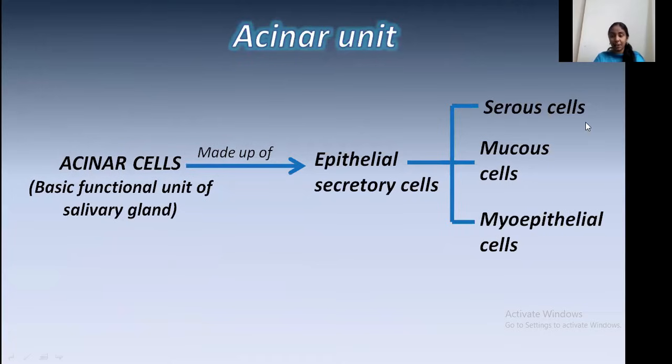Speaking about acinar unit, what is the acinar unit of a salivary gland? Acinar cells are the basic functional unit of a salivary gland. They are made up of epithelial secretory cells. Now these epithelial secretory cells are of 3 types: serous, mucus and myoepithelial cells. So acinar cells are the basic functional unit, made up of 3 types of epithelial cells, namely serous, mucus and myoepithelial cells.